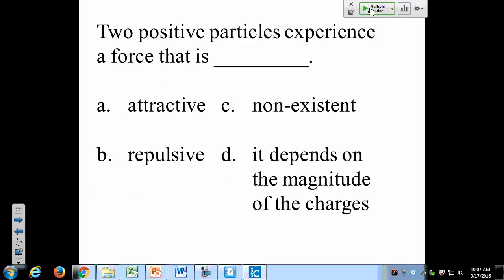All right, two positive particles experience a force that is what? Attractive, repulsive, non-existent, or depends on the magnitude of the charges. All right, I'll stop at 28. 28.